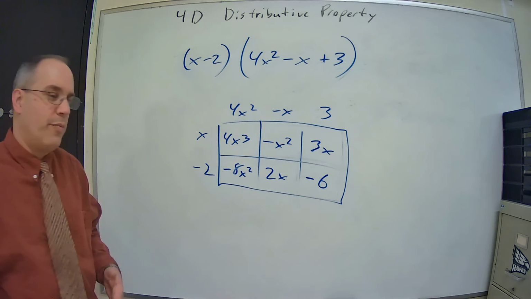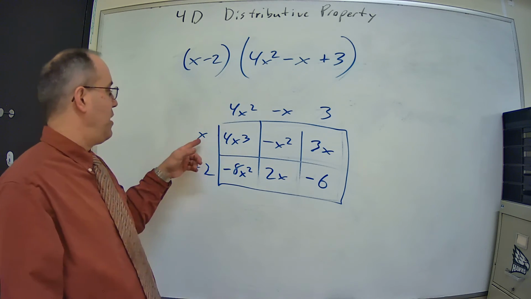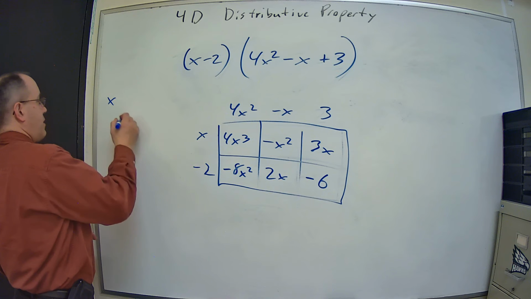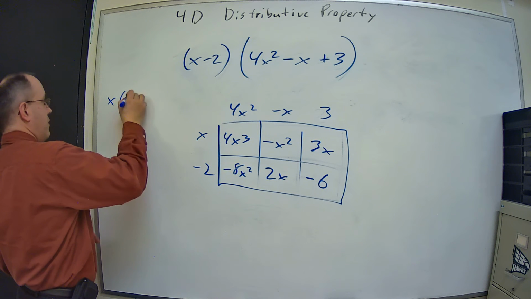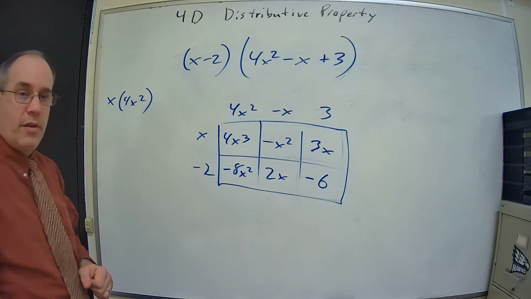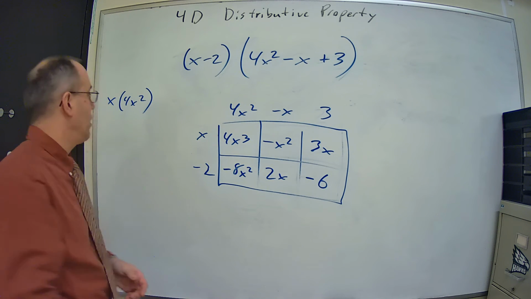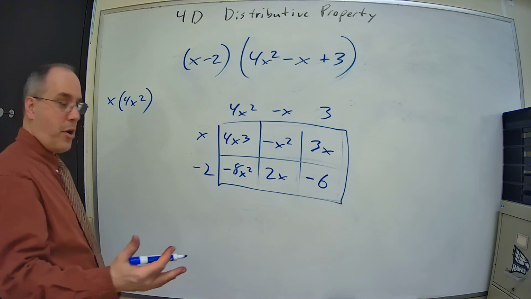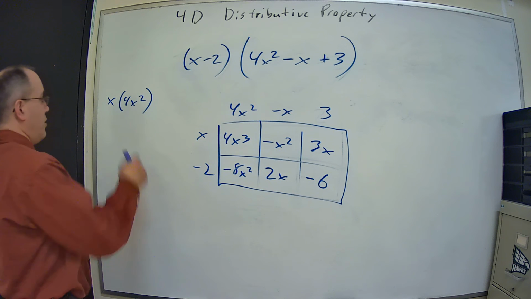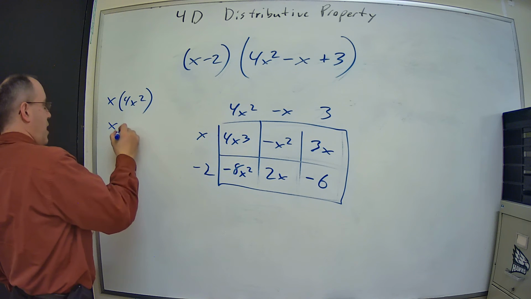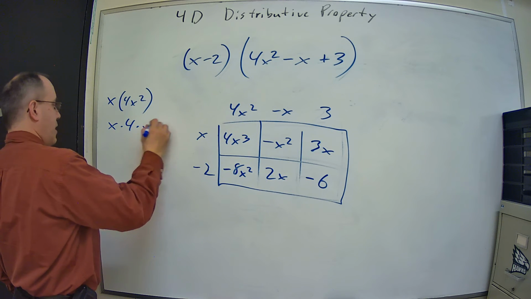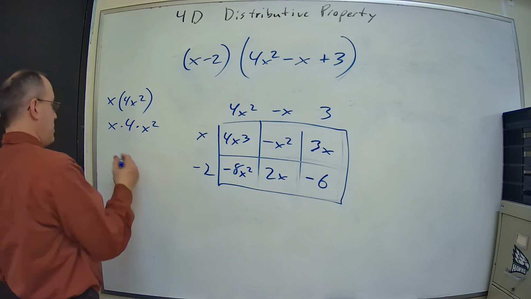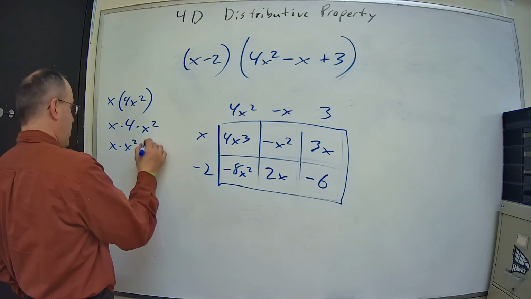And you may be looking at this going, Mr. Davis, where are you getting this from? How are you getting 4x cubed? Well, I'm multiplying x times 4x squared. Okay, Mr. Davis, that doesn't tell me anything. Well, commutative property, or associative property, depending on what we're doing, but commutative property basically says that's x times 4 times x squared. Okay, commutative property allows me to say that's x times x squared times 4.